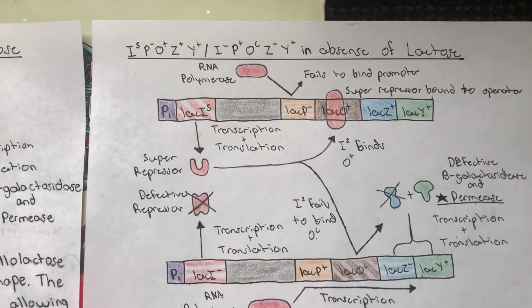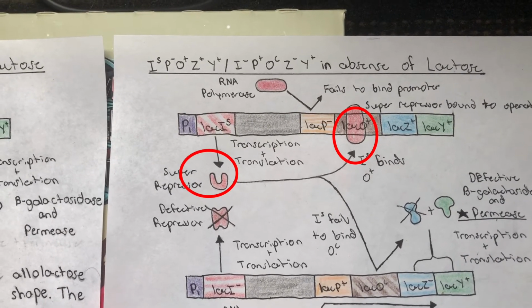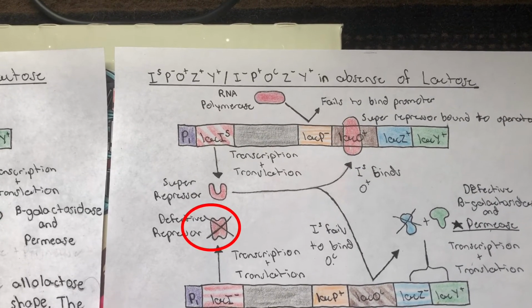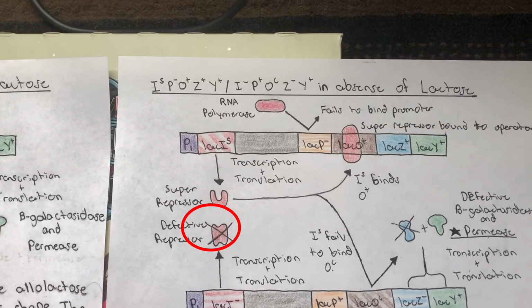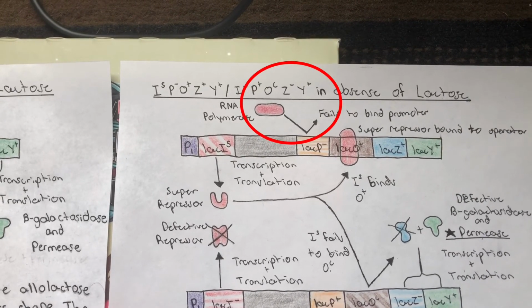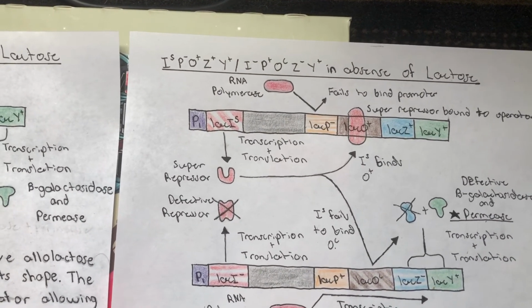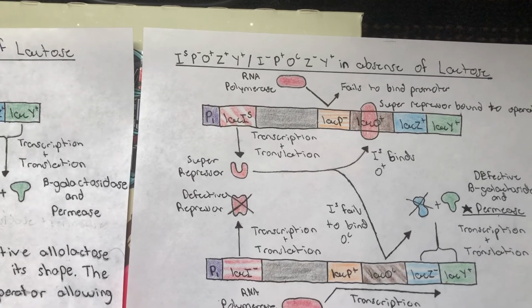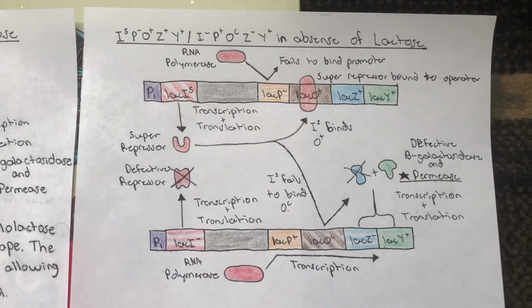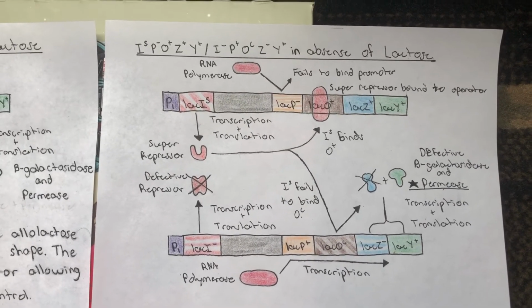In the absence of lactose, the superrepressor that is transcribed and translated binds to the normal operator. However, it cannot bind the constitutive operator. The defective repressor cannot bind either operator. The RNA polymerase fails to bind to the defective promoter on the strand with the attached repressor. However, it does bind the promoter on the bottom strand and transcribes the genes that translate for defective beta-galactosidase and permease. Therefore, only wild-type permease is produced in the absence of lactose.